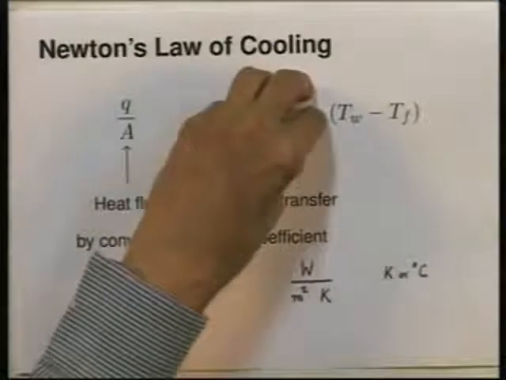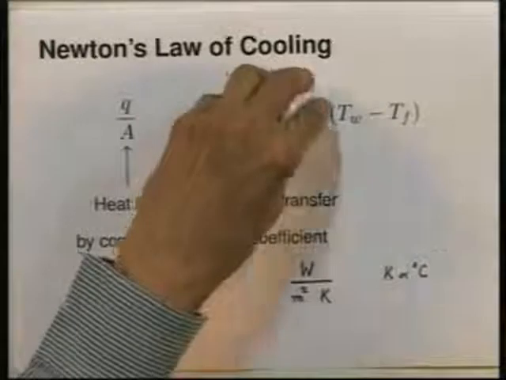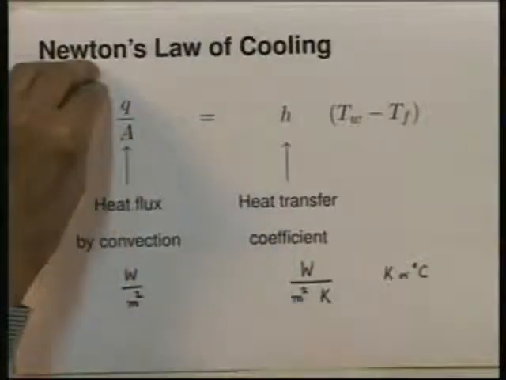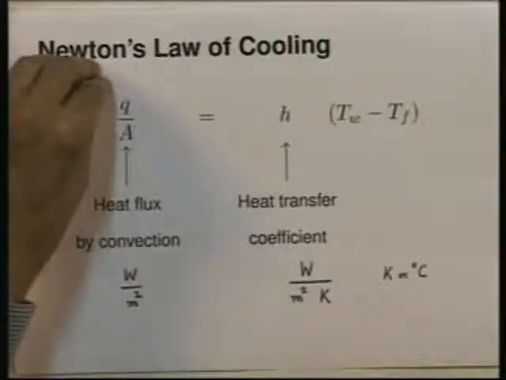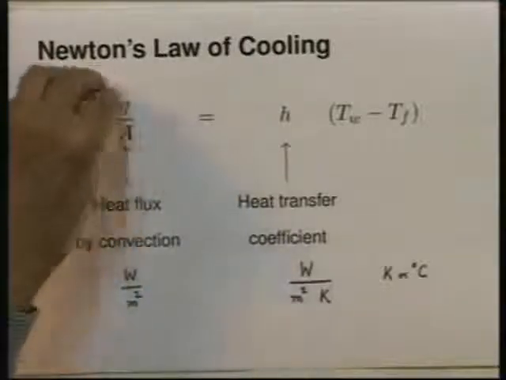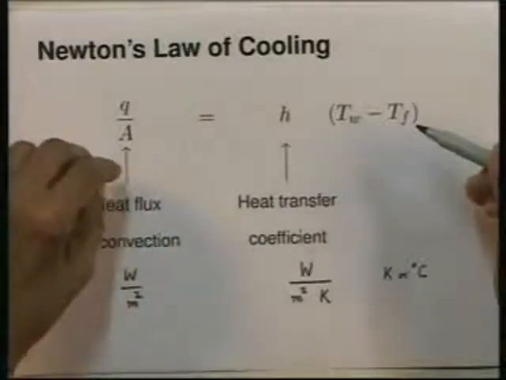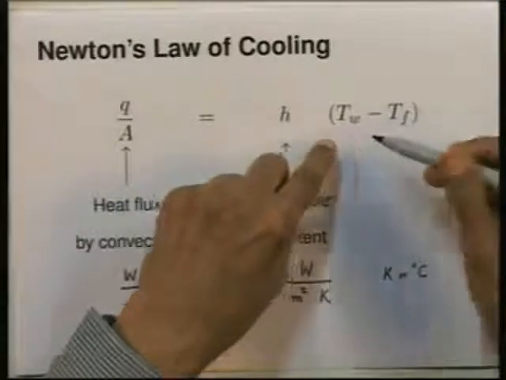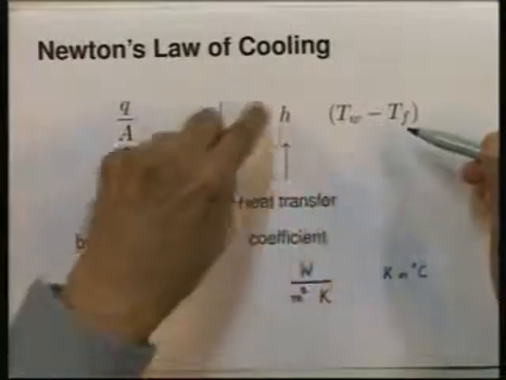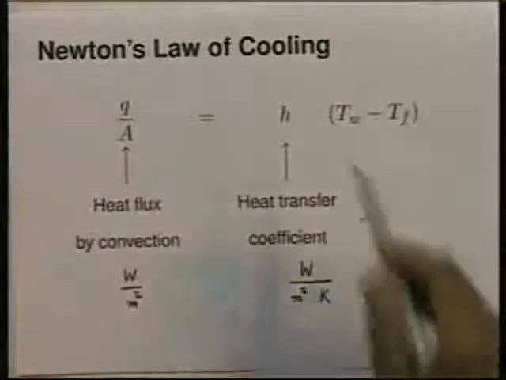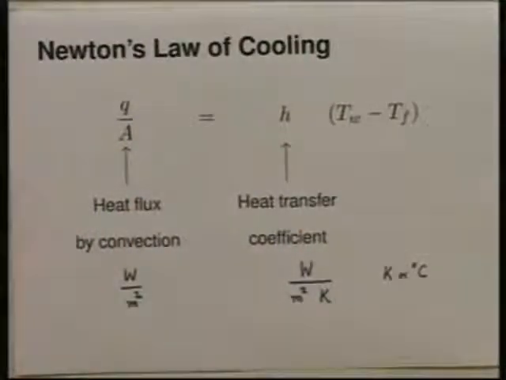By definition, H is a positive number, it is always positive. So, if heat is flowing from the wall to the fluid, that is Tw is greater than Tf, I will put Tw minus Tf here. If on the other hand heat is flowing in the reverse direction, then instead of Tw minus Tf, I will put Tf minus Tw and ensure that H will always come out to be a positive number. So, by definition H is always a positive quantity, keep that in mind.